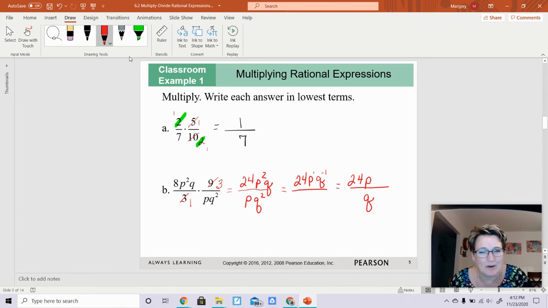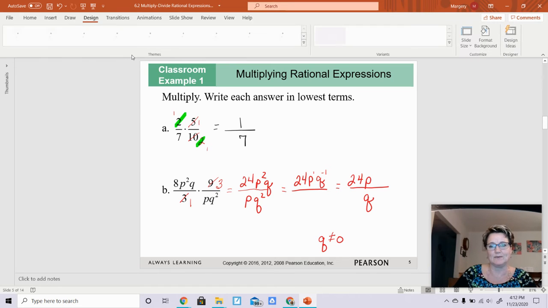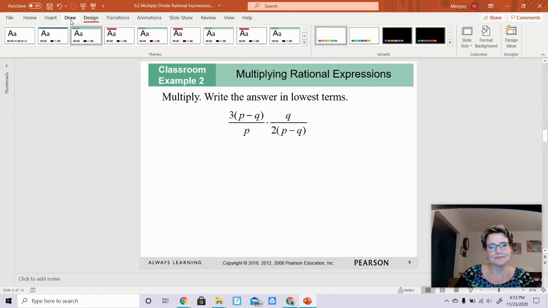Sometimes it's really important to put down q cannot equal 0. The reason why you would do that is you want to make sure that people know you can't have q to be 0 because it would make it undefined. All right, next one.